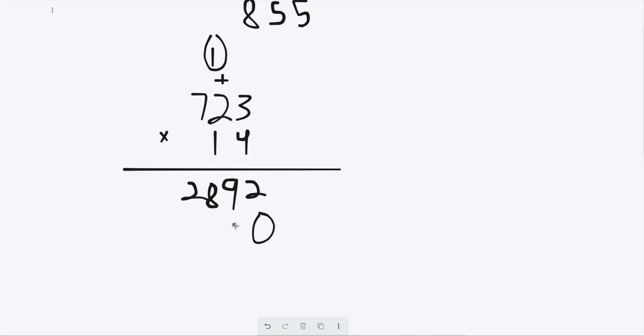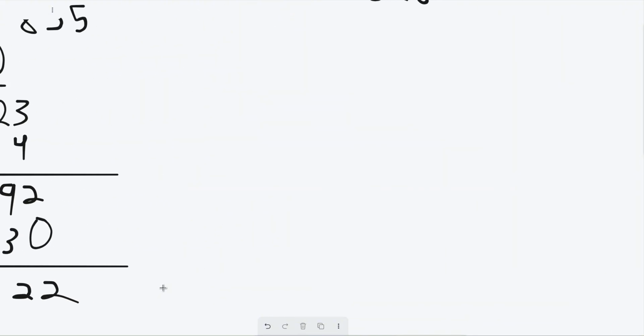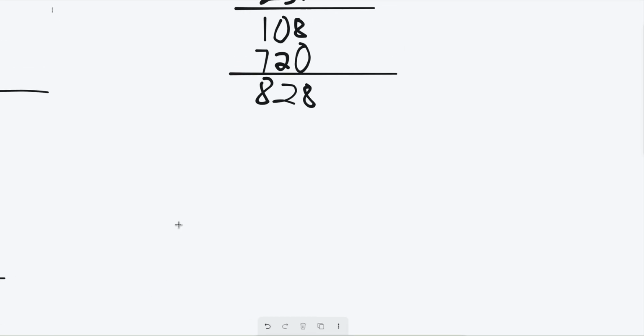1 times 3, 3. 1 times 2, 2. 1 times 7, 7. We add it up. 2, 2, 1, 10. The answer is 10,122. Now, this is relatively simple if you guys mastered the 2 by 2 that we just did up here. So let's see if you guys can do this one by yourselves.